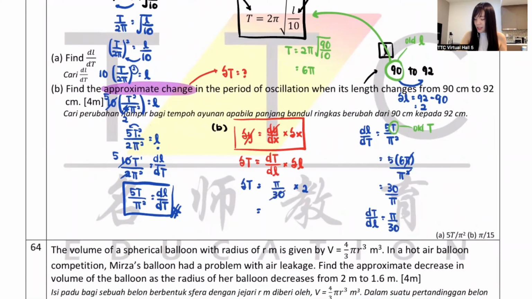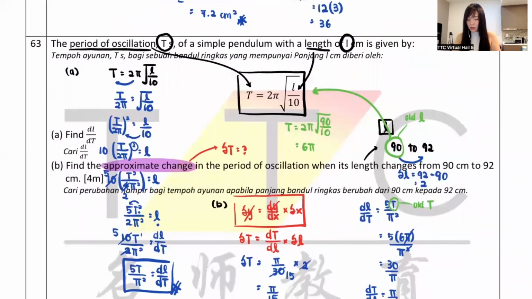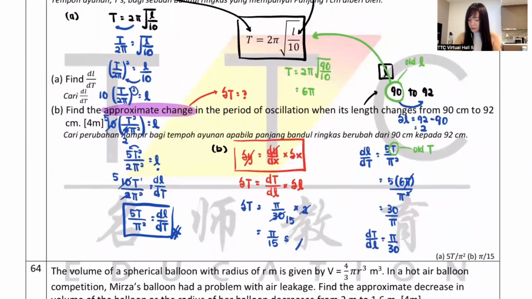So guys, this one and this one cancel. I left 5, and I get the answer pi over 15. The t that they need is in seconds, isn't it? The answer is pi over 15 seconds. Done. Yay, done. One more special one.